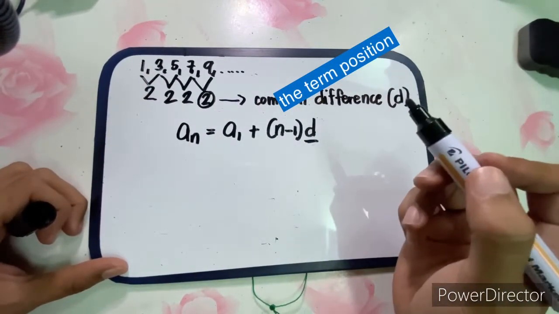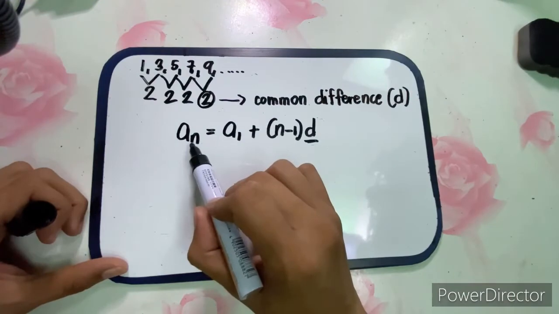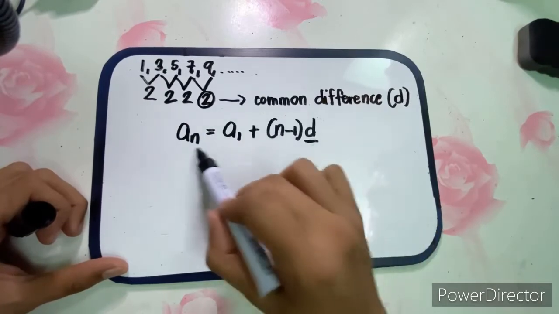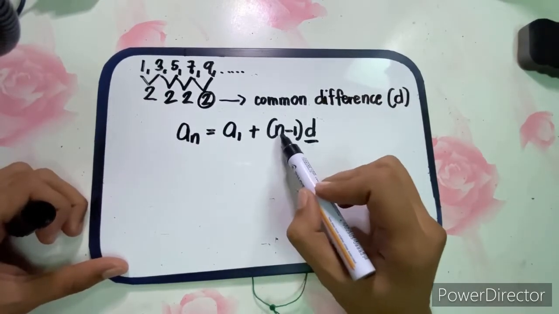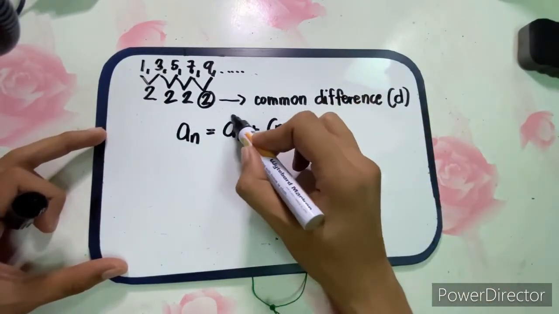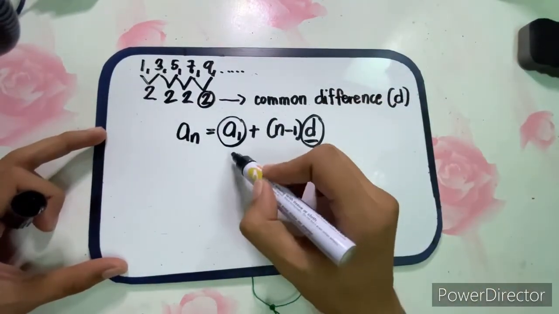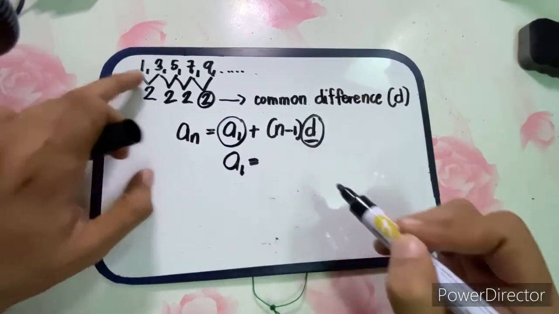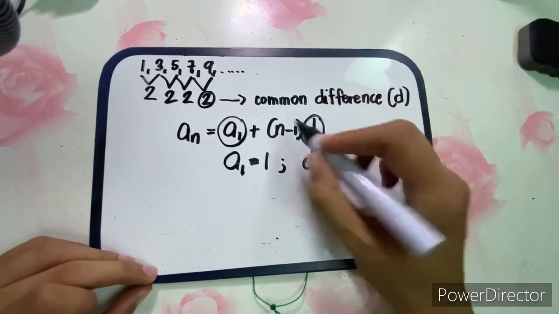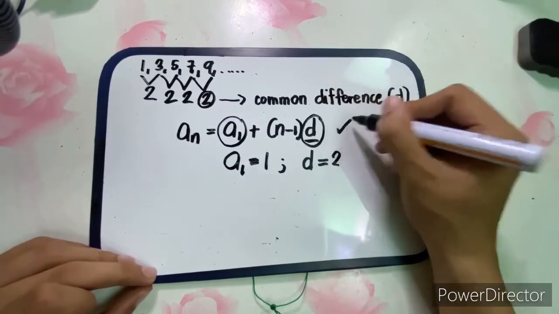For example, if you will be asked, what is the 20th term? If you need to find the 20th term, this will become a sub 20, and this will become 20. Okay, so n here and n here should be equal. This time, we just have to substitute a sub 1 and d. So identify a sub 1. Here, the a sub 1 or the first term is 1, and the common difference again is 2. These values should be substituted to the rule or equation.